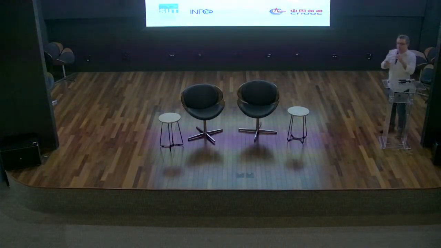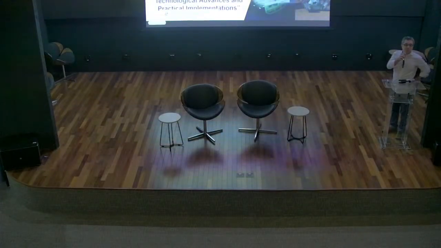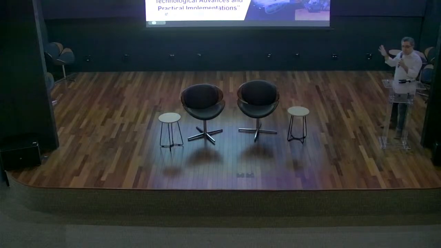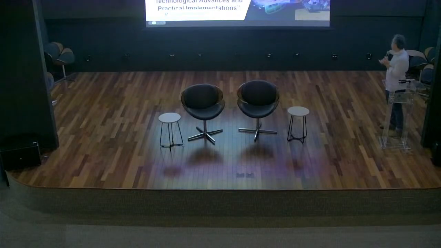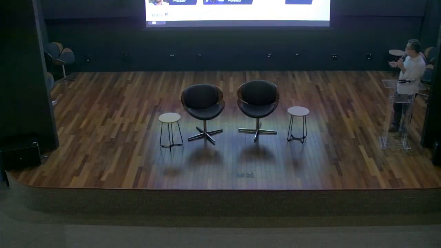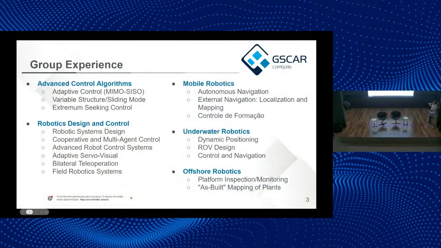I'm going to show you, we work with a group in robotics, and I'm going to show just 5 robots that have been developed here in COPPE with applications in the oil and gas industry in general. This is our senior professor, Professor Liu Shu, who developed the group. And here you see the main expertise of the group.